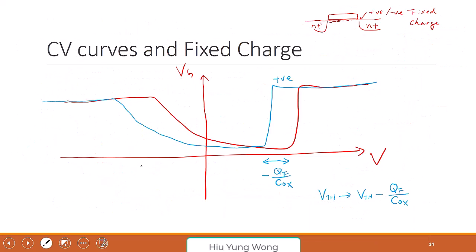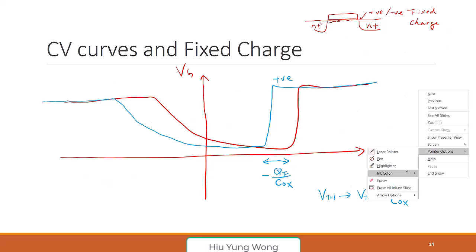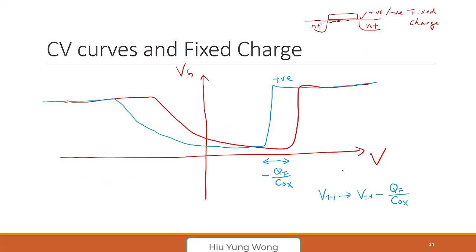Okay? What if I have a negative fixed charge? What will happen? Shift left or right? Anyone? If I have negative charge, then QF is negative, so it's negative minus negative, right? So it's going to shift right.